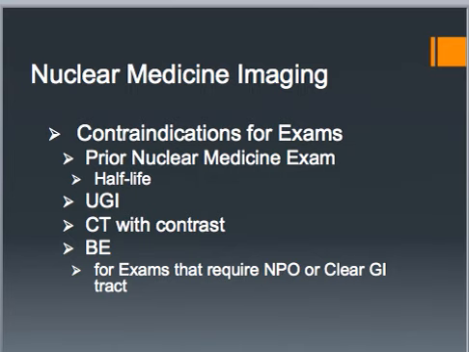We would not do a nuclear medicine scan if the patient had an upper GI, a CT with contrast, or a barium enema, because all of those would put contrast in the area and we wouldn't be able to visualize anatomy. Also, any exams that would require NPO or a cleared GI tract we would not perform.